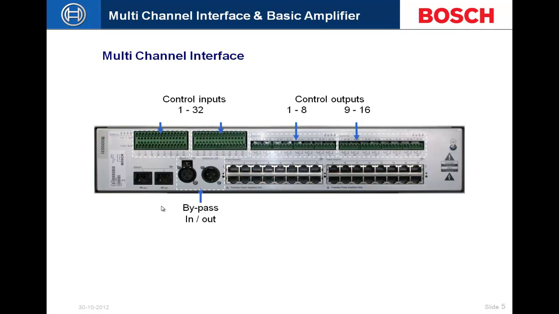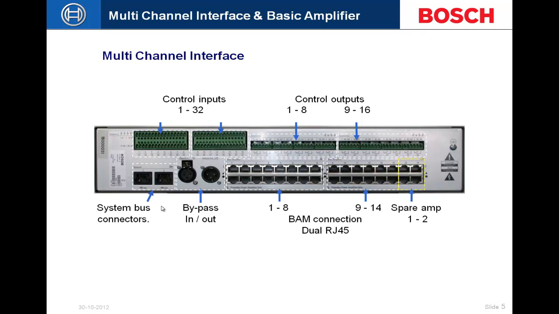Now, during programming of the network controller itself, we can push audio in an emergency out of one of my XLR outputs back into the bypass in on my MCI. Here's our connected 14 channels of amplifiers right here, and our 2 spare amplifier outputs as well. 2 system bus connectors, giving you the ability to insert this within a redundant ring networked system.